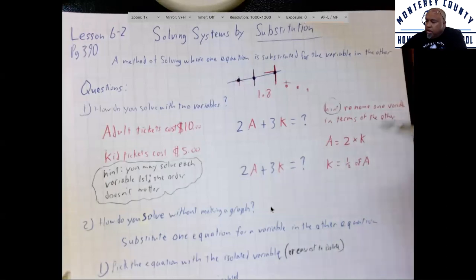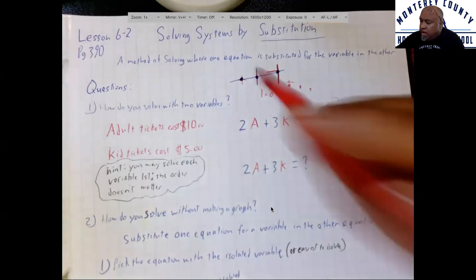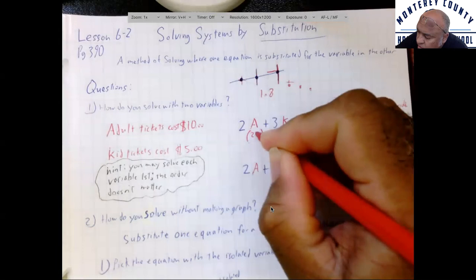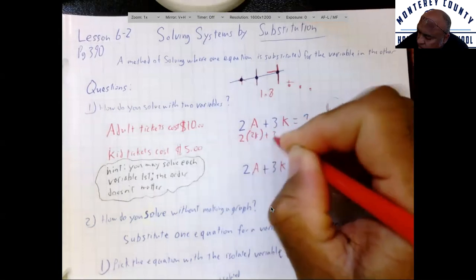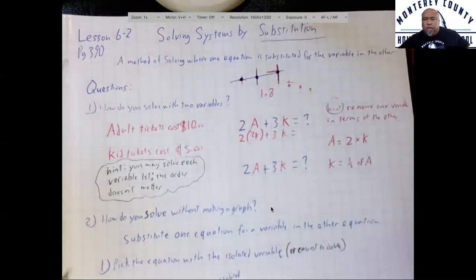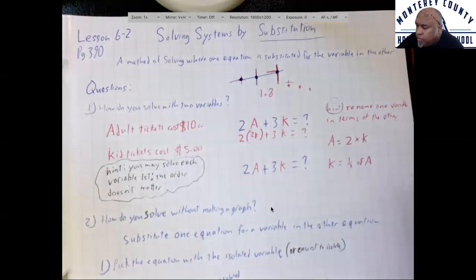So suppose I want to make one variable in my equation here. I know that a can also be called 2 times k or just 2k. So in that case, what I can do is instead of a in my equation, I can substitute 2k. So now I have 2 times 2k plus 3k is equal to, whatever my answer would be.